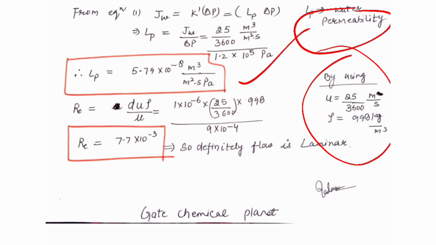With the help of the velocity and the density of water, we can calculate the Reynolds number. The Reynolds number equals d u rho by mu, where d is the pore diameter, rho is the density of water, mu is the viscosity of water, and u is the velocity. By putting all the values, we get the Reynolds number equal to 7.7 into 10 to the power minus 3. So definitely this flow is laminar. What is the condition for laminar flow? For laminar flow, the Reynolds number is less than 2000. So here we can say definitely the flow is laminar.